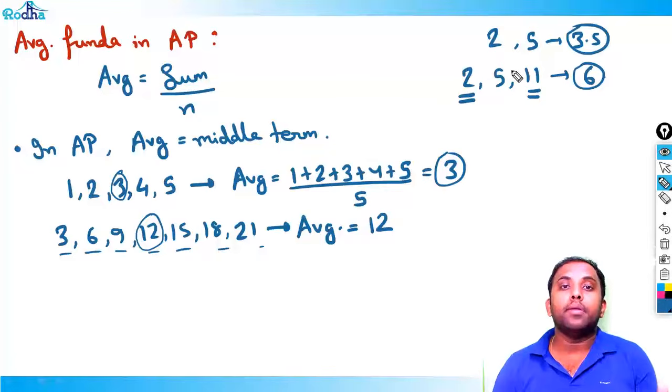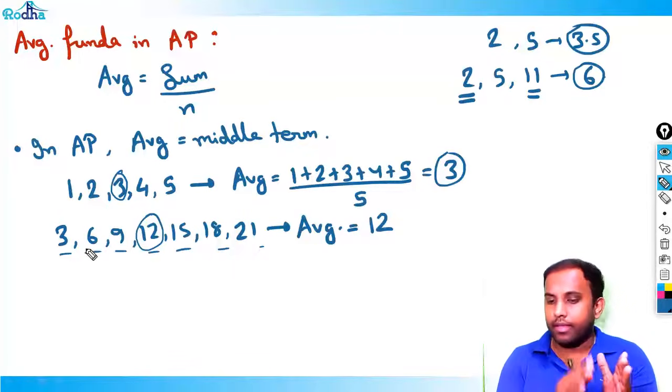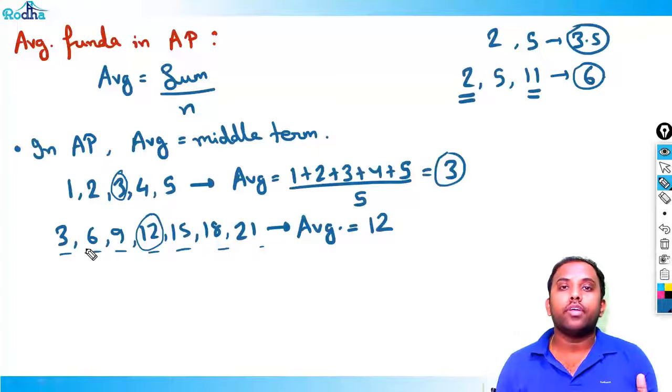So what happens in AP now? AP is a very symmetrical series, because the numbers are increasing by a constant term. So in this symmetrical series, what is the average? Not somewhere in the middle, it is exactly in the middle. Symmetrical series increasing by a constant term, so the average is absolutely in the middle. That's why in AP the average is always the middle term. You remember it. Average is the middle term.